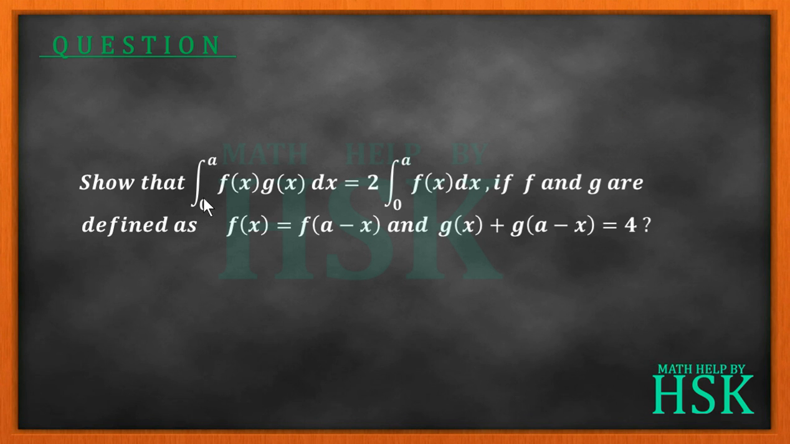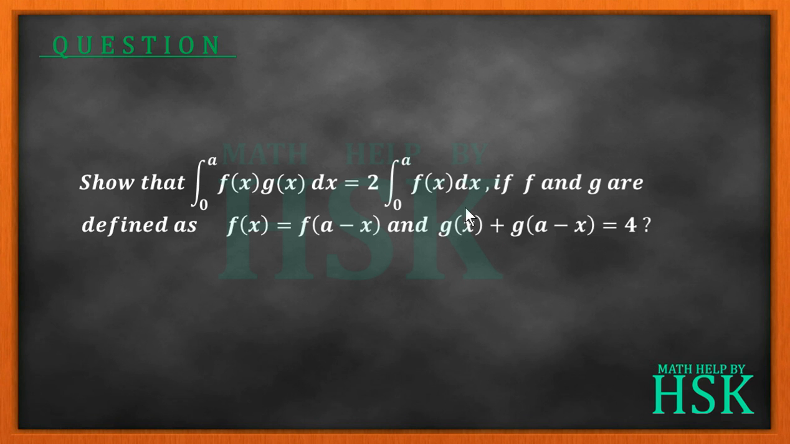Hello friends, the question is like this. Show that the integral of f of x into g of x dx from the limit 0 to a is equal to twice the integral of f of x dx from the limit 0 to a, if f and g are defined as f of x is equal to f of a minus x and g of x plus g of a minus x is equal to 4. So friends, all the information which is given in this question is quite simple.